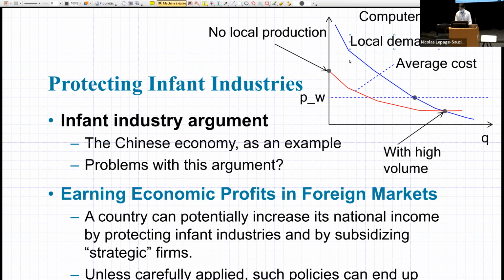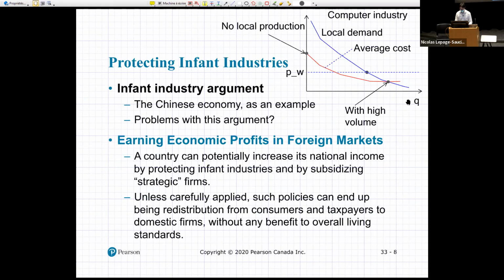In that case, if you block imports, then there is no import. Everything has to be supplied locally, so you're getting there. And then you can allow imports back. It doesn't matter, Chinese computers are going to be cheaper than global computers. All right, so this is essentially the infant industry argument. It is valid. If I just draw these curves there, it makes sense.